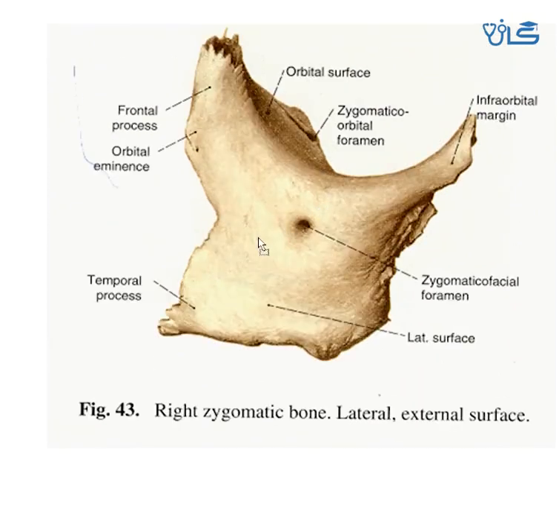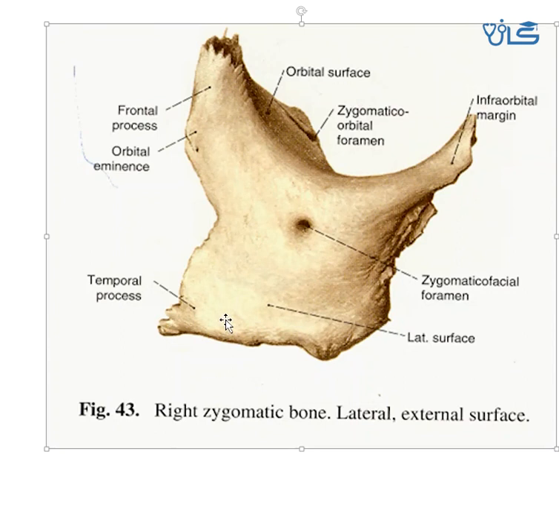This one is the zygomatic bone. It has a body, frontal process, and temporal process. The landmark of the body is the zygomatico-facial foramen. There is a zygomatico-temporal foramen on the temporal process.